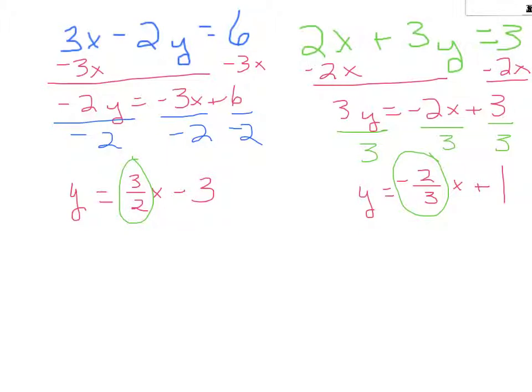Obviously they're not the same, so we can tell right off the bat these are not parallel lines. Are they negative reciprocals of each other? Well, 3 halves, the reciprocal of 3 halves is 2/3, and then the negative of 2/3 is negative 2/3, and negative 2/3 is the same as this other line. So 3 halves and negative 2/3 are negative reciprocals. That means the lines are perpendicular.